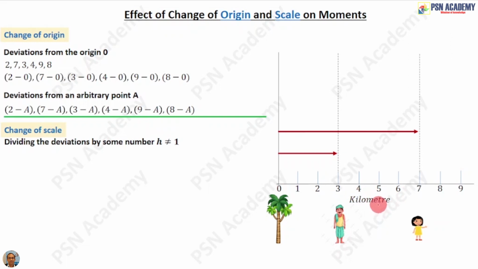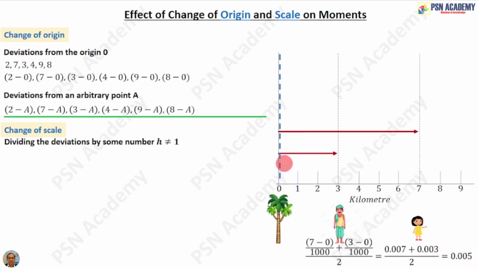So to get the mean deviation now in this situation, you have to go like this. You have the original deviation 7 minus 0 and you divide that deviation by 1000. Same thing you go with this deviation also. Now you add these two and divide the sum by 2 and you get 0.005, somewhere here, very close to 0. So what did you see? Previously, the mean was here at 5, remember? And now it has gone down to 0.005.